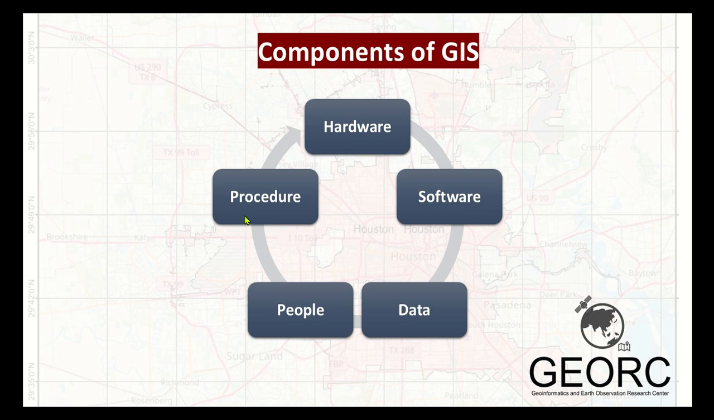And the fifth component is the producers. The producers are mainly responsible for collecting, maintaining, and updating the data to ensure its accuracy and reliability.